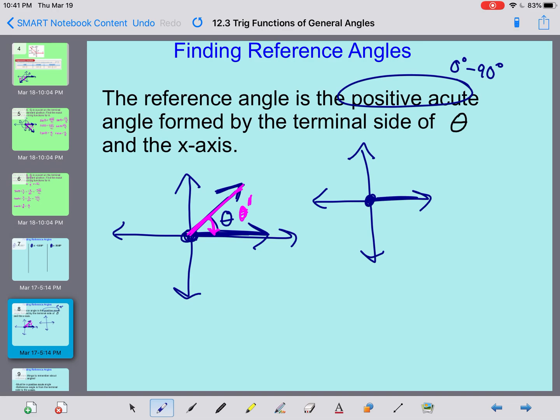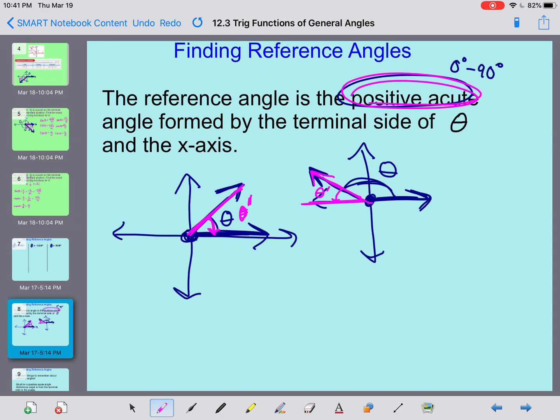So here's my initial side. Here's my terminal side. Here's theta. So following the definition of what a reference angle is, you find the terminal side, and then you go to the nearest x-axis. And if you go to the other x-axis, if you go the wrong way by accident, look at that angle, it's going to be obtuse, and ours has to be acute. So you'll hopefully realize you're doing something wrong if you say your reference angle is 120 degrees, because your reference angle should always be a number between 0 and 90. So this angle here would be your reference angle.